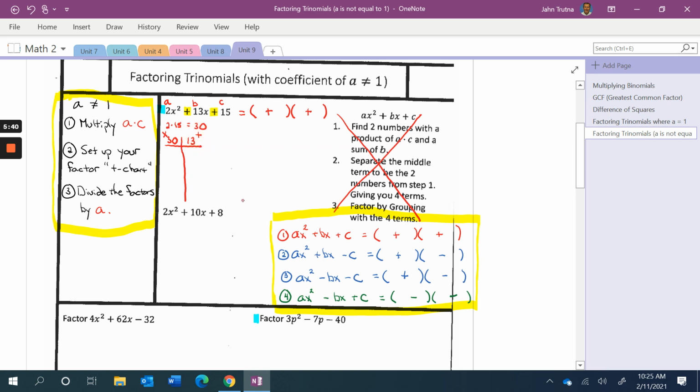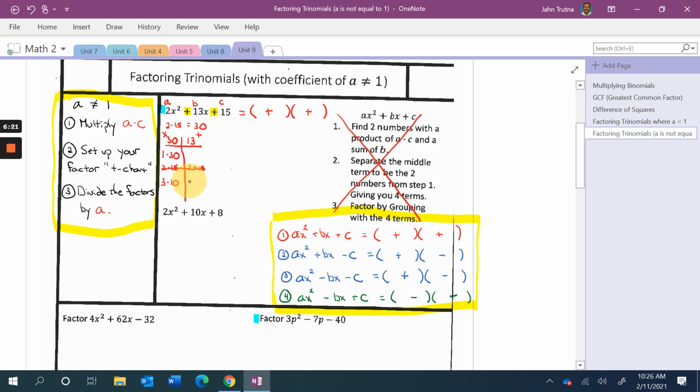Now you need to find a pair of numbers, and they're both going to be positive because I have plus plus, that multiply to make 30 but also add to make 13. So what positive numbers multiply to make 30? 1 times 30 is 30, but those numbers would not add to 13. 2 times 15 multiplies to make 30, but 2 plus 15 does not add to 13, so those aren't my numbers. We just keep going.